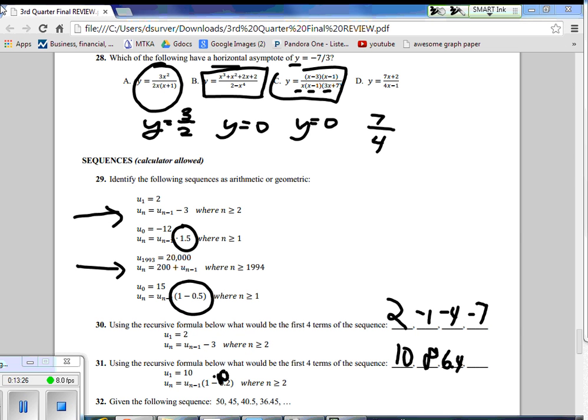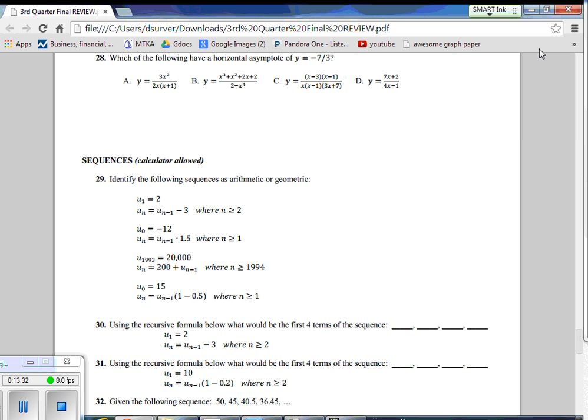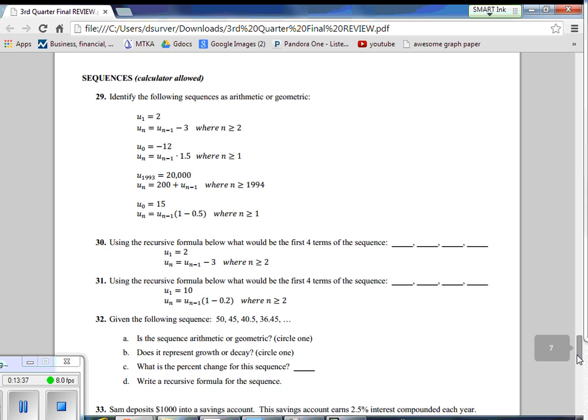Now you can put that into the calculator if you want with the whole sequence thing, but I'm definitely going to do that for this next one. So I'm going to go to 32 and show you how the calculator would work for that one.